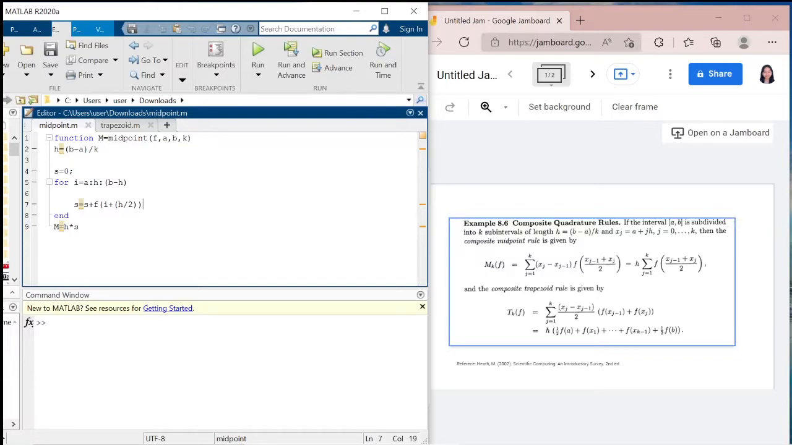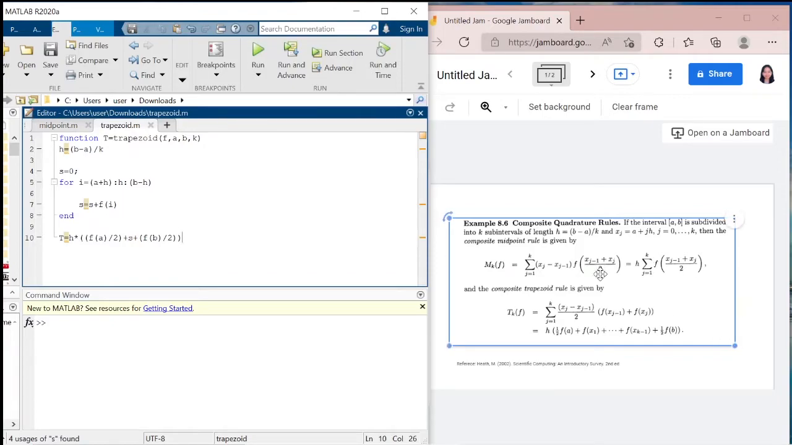The loop ends at B minus H in accordance with the simplified formula used. After the loop ends, M or the approximated integral of the function is now equal to H multiplied by the summation S. The second set of the code is for composite trapezoid rule.